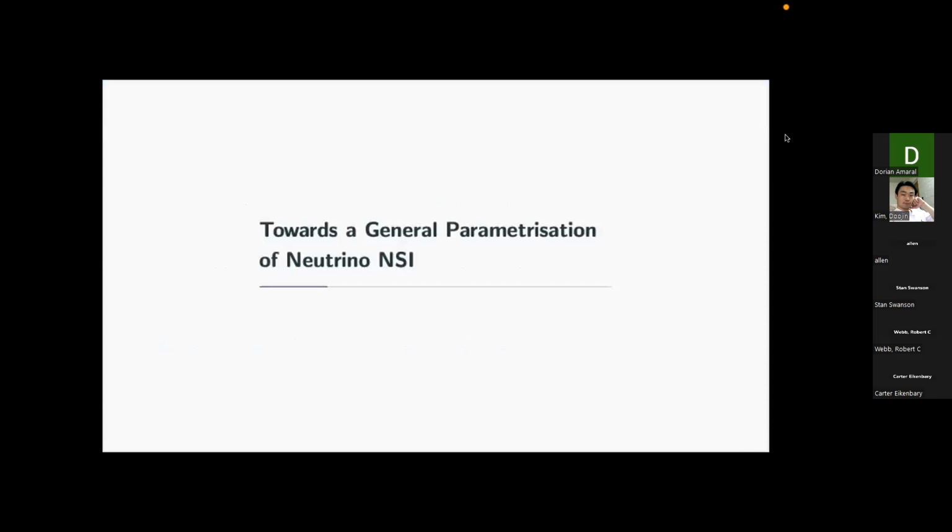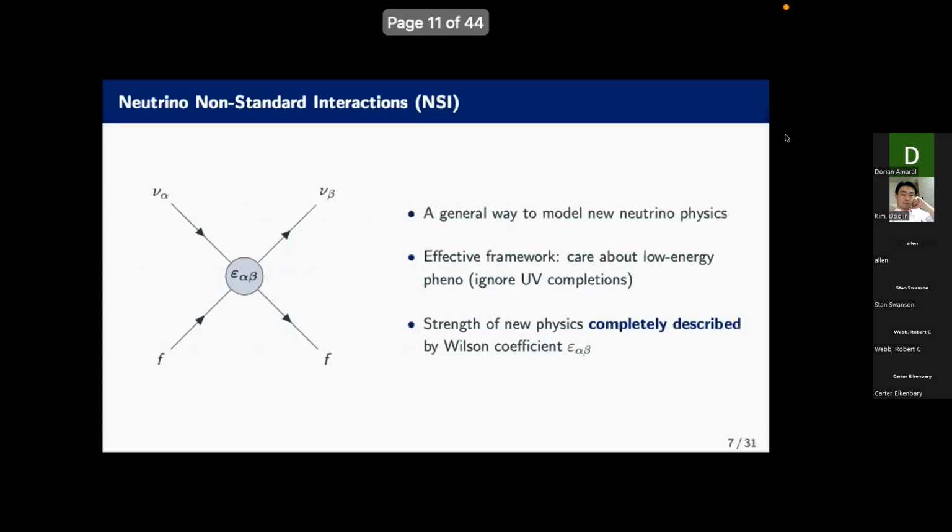So first off, I want to chat a little bit about the parameterization that we've developed. Neutrino NSI are typically characterized as an effective framework, right? So you have some kind of four-Fermi interaction, in which you have some neutrino of flavor alpha interacting with some fermion. It can turn potentially into neutrino flavor beta, which is different from the initial flavor, and the fermion goes out again. This is a very general way to model new physics in the neutrino sector because we ignore any potential UV completion, right? We don't care about the particle that might be mediating the force. We just care about the overall structure and strength of this force.